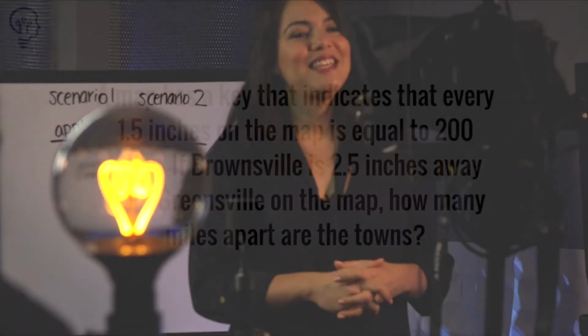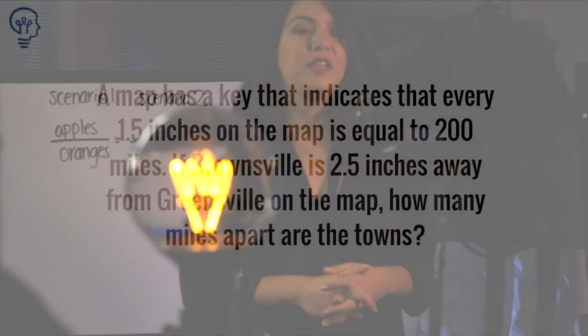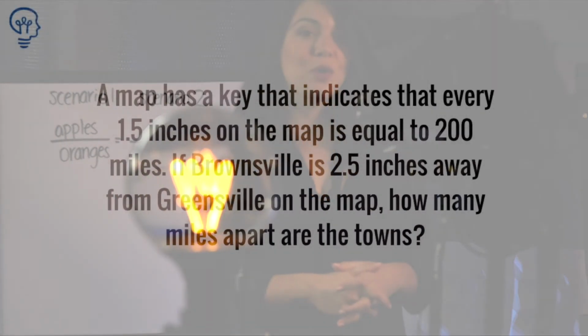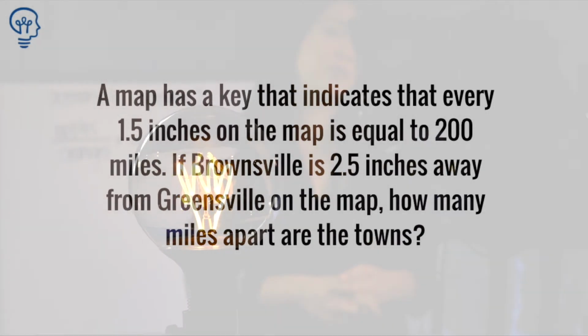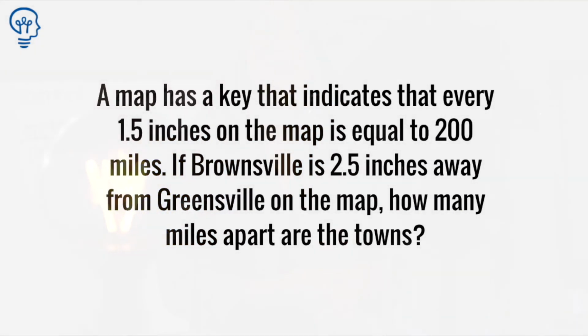A map has a key that indicates that every 1.5 inches on the map is equal to 200 miles. If Brownsville is 2.5 inches away from Greensville on the map, how many miles apart are the towns? Go ahead and give it a try.